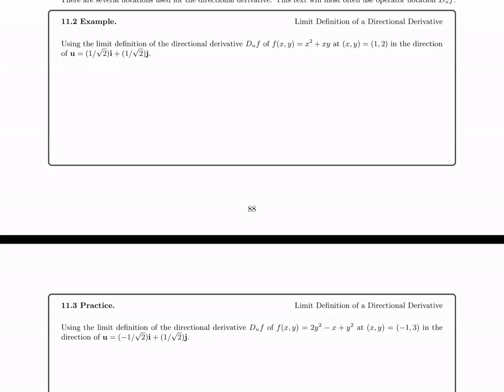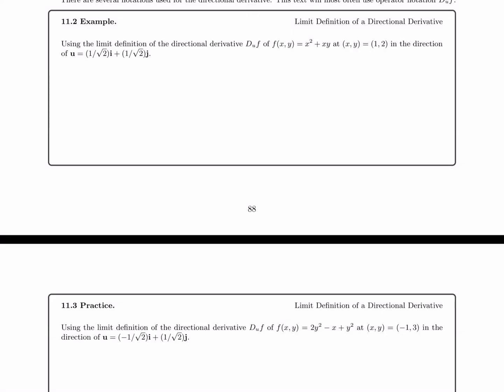Let's take a directional derivative using the limit definition in example 11.2. So remember, the directional derivative is the slope of your function when it's restricted to a hyperplane that is in the correct direction, right? So your partial derivatives are your directional derivatives in the direction of (0, 1) and (1, 0), right? In the direction of x and in the direction of y.